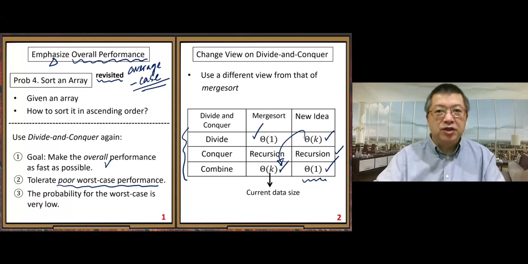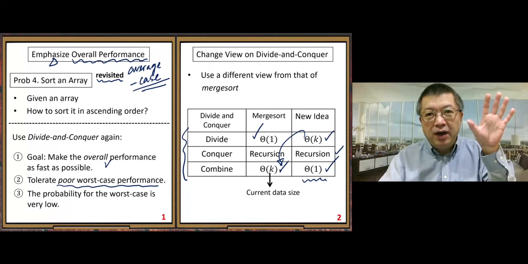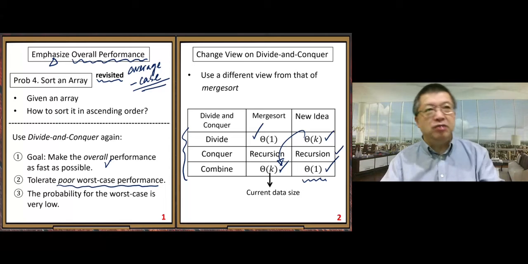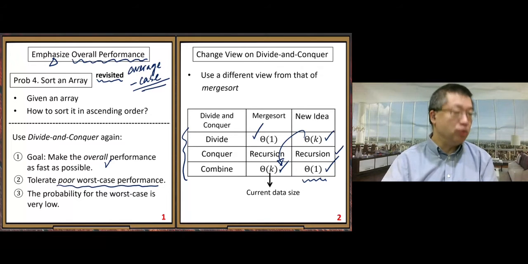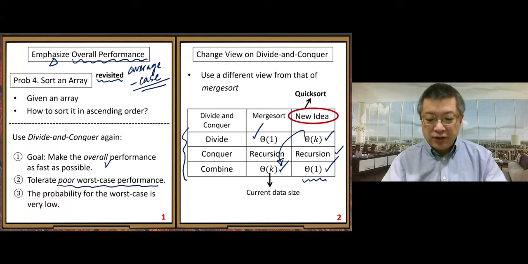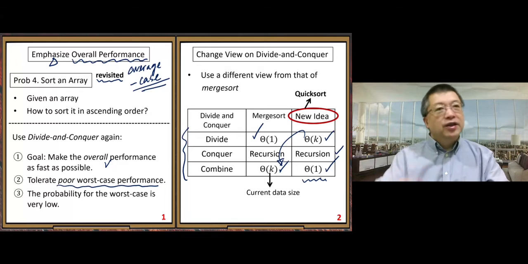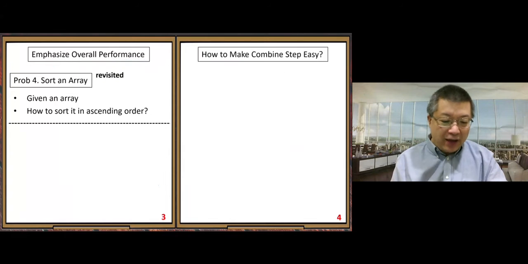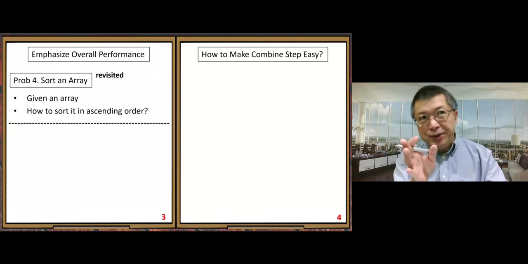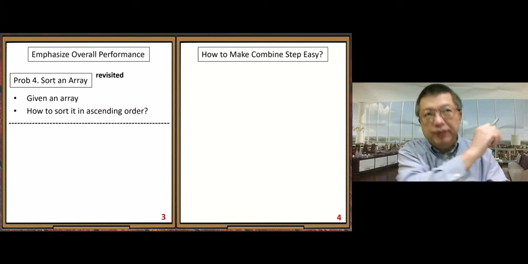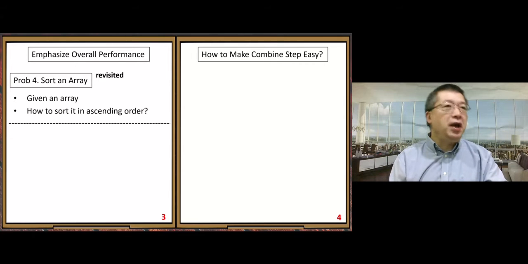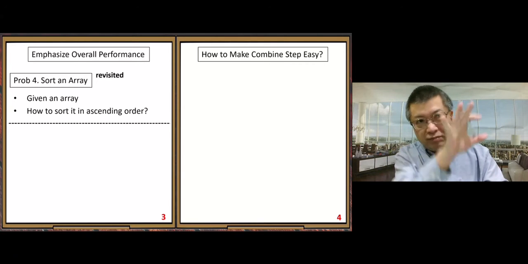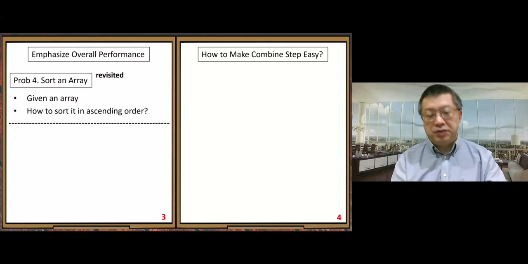Before we work on the solution, we try to understand the motivation. Why we do it in this special way. All right, so next. We can call this new idea quicksort. Okay, so next, we need to fix the details. Try to get the solution details.